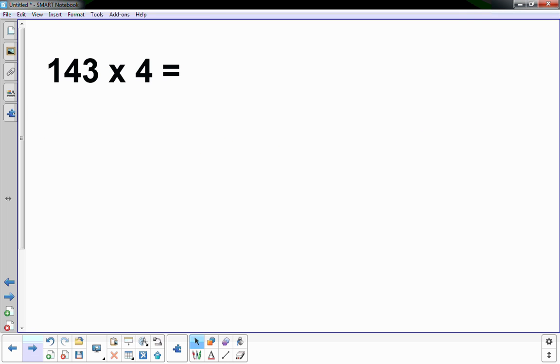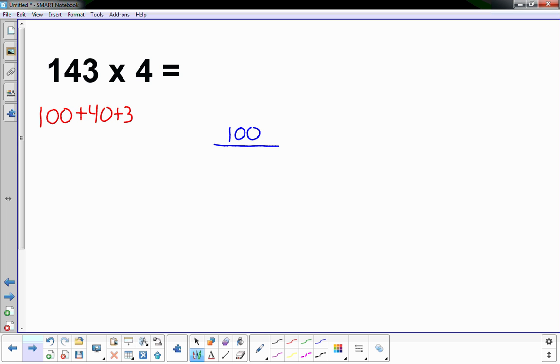Moving on. Now I have a 3-digit number. Think of 143 in its place value parts. There's going to be 3 parts. There's the 100 plus the 40 plus the 3, and that's times 4. So a quick sketch. These lines don't have to be perfect, by the way. It's 100 plus 40 plus 3. And then the other dimension is 4.